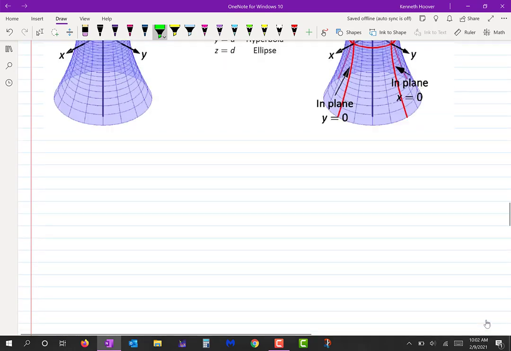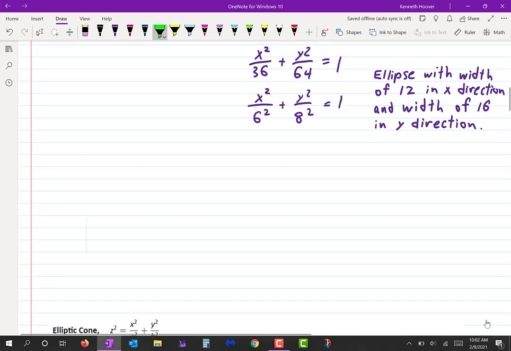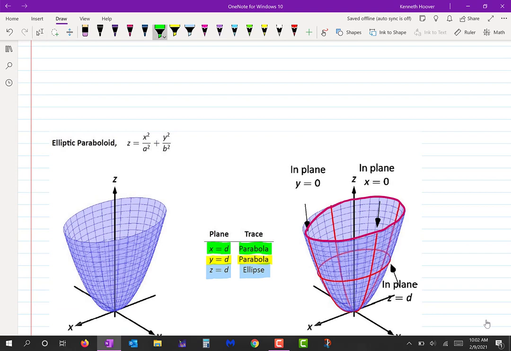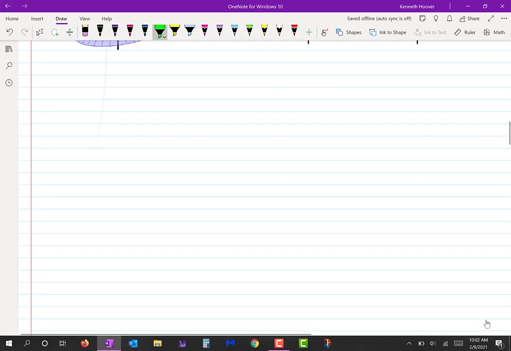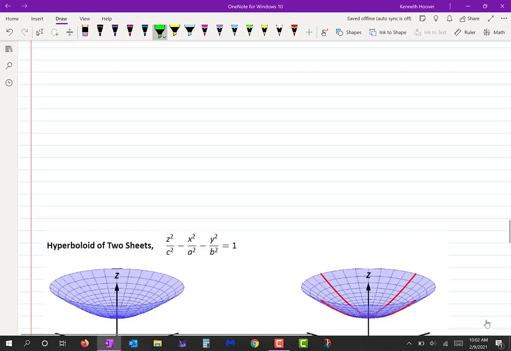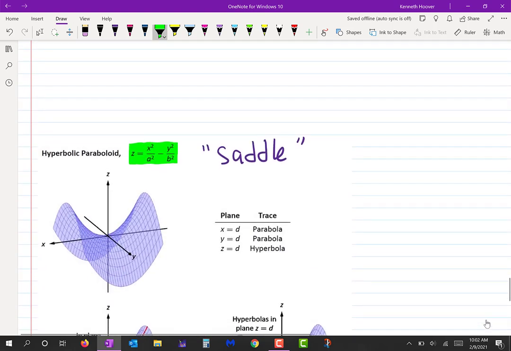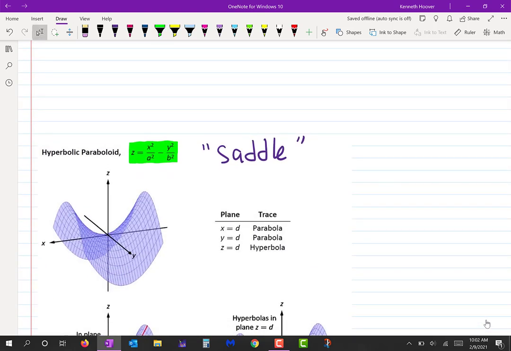Let's look back at the elliptic paraboloid. Look at this. Okay, z squared equals x squared over a number plus y squared over a number. Now look at how the saddle equation's different. For the saddle equation, we have z equals x squared over a number minus y squared over a number. So it's that minus sign that gives you a saddle instead of an elliptic paraboloid.